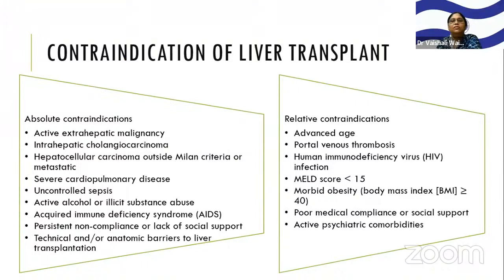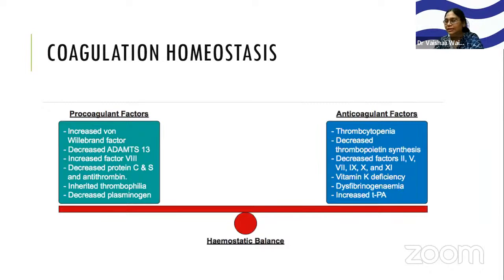Okay. And what about the relative contraindications? Ma'am, relative contraindications are, for example, advanced stage portal venous thrombosis, MELD score less than 15, poor medical compliance or social support. These are some of the relative contraindications. We have to see other factors also while considering these contraindications, ma'am. These are soft contraindications. Sometimes even with either of these present, liver transplant is done, and in good centers it can be done. Okay. Move on. So we'll move to the next slide.